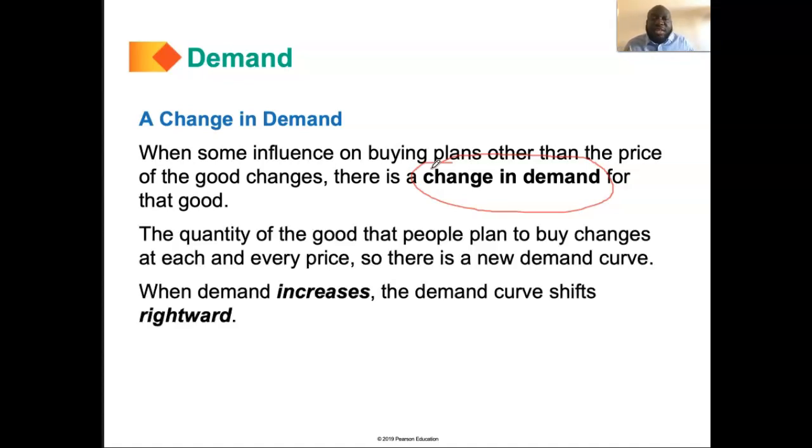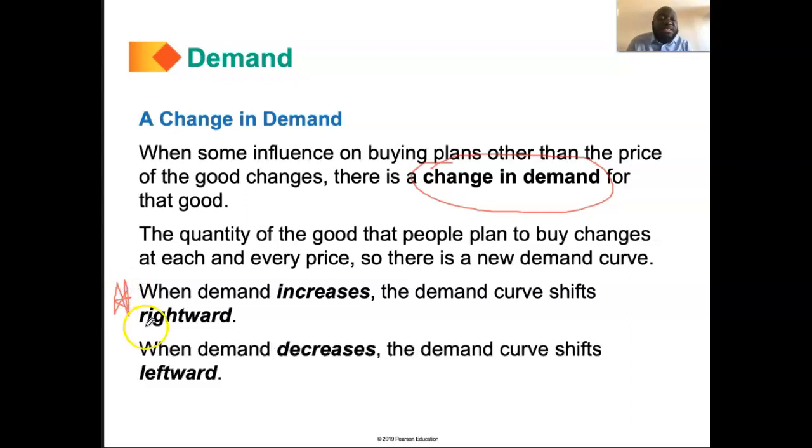And one thing you need to know is that when demand increases, the demand curve will shift to the right. The whole demand curve will shift to the right, and this is something you need to remember. And when demand decreases, the entire demand curve will actually shift to the left.